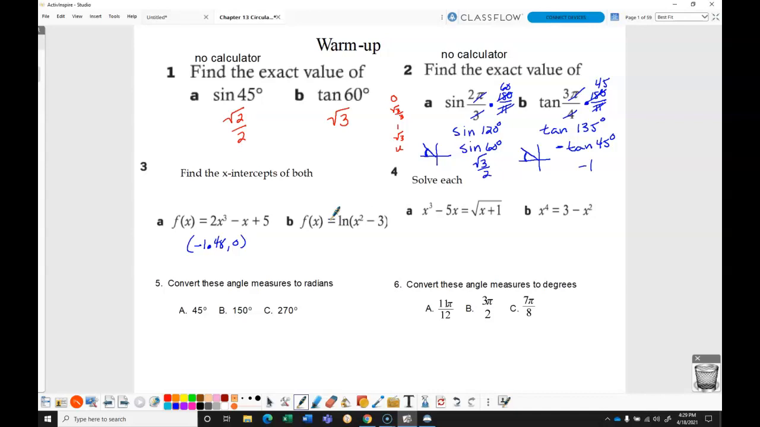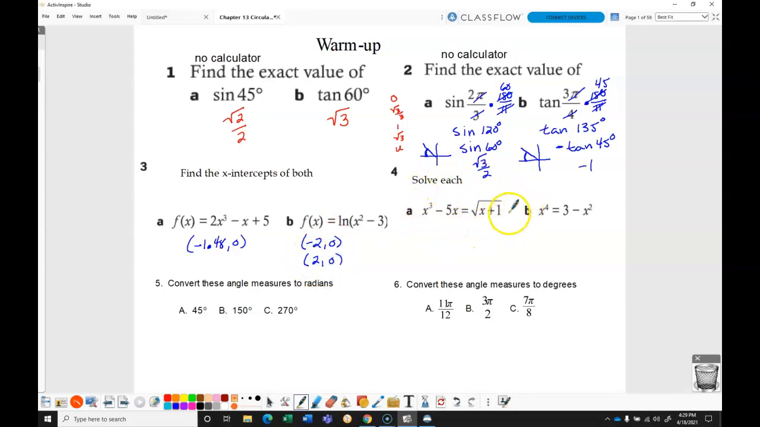So menu, analyze graph, I want the zero. I'm going to do the lower bound to the left and upper bound to the right of my first one, and I get negative 2. And then I'm going to find my second one, and I believe I know it's positive 2, but I just want to verify with the calculator to make sure. The zero, and you do the lower bound to the left and the upper bound to the right, and sure enough, it is positive 2. So my second one is (2, 0).